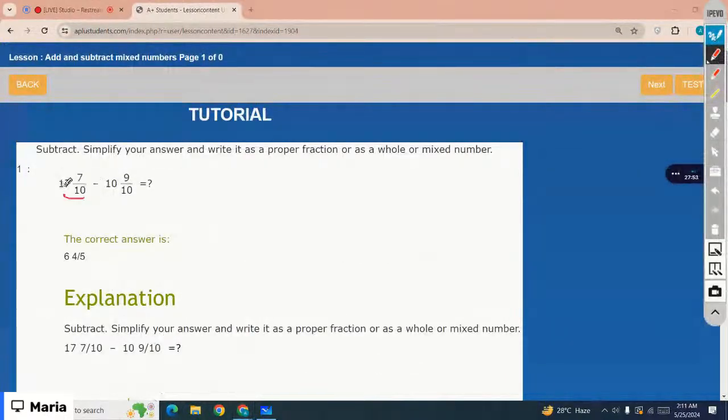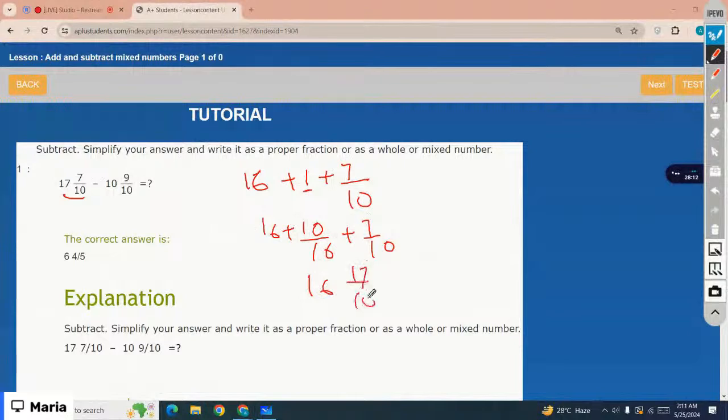You can write this as, you have to break down that 17 to 16 plus 1, right? And 7 over 10 is the fractional part. You can write this one as 10 over 10, right? If you divide, they make again 1. Now this fraction is 16 whole 17 over 10 minus 10 whole 9 over 10.